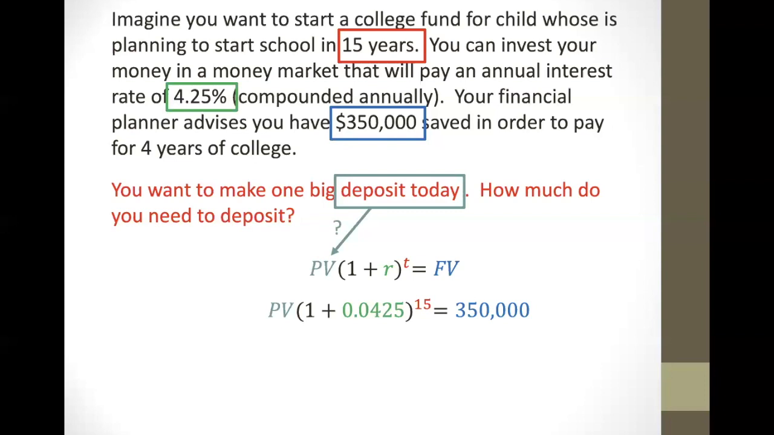And so in order to solve for the present value, we can divide both sides of that equation by 1.0425 raised to the 15th power. And again, you want to make sure you've got your calculator or Excel or whatever device you're using. You don't want to do this in your head. To do these calculations correctly, this should come out to about $187,000, a little over that.